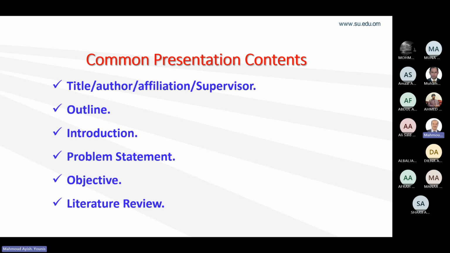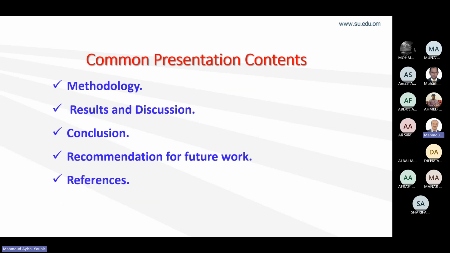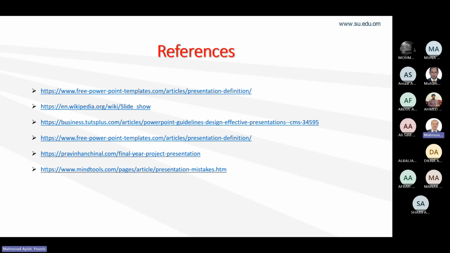Then again, Abdulaziz, this is good. This is the common content, let us say a template. We have the title, the name, the affiliation, the supervisor for the final project, then the outline, introduction, problem statement, objective, literature review, methodology, results and discussion, conclusion, recommendation, and references. This is what we usually use in the final project report, and we need to show it in the presentation. Okay, these are the references I used for preparing that presentation.